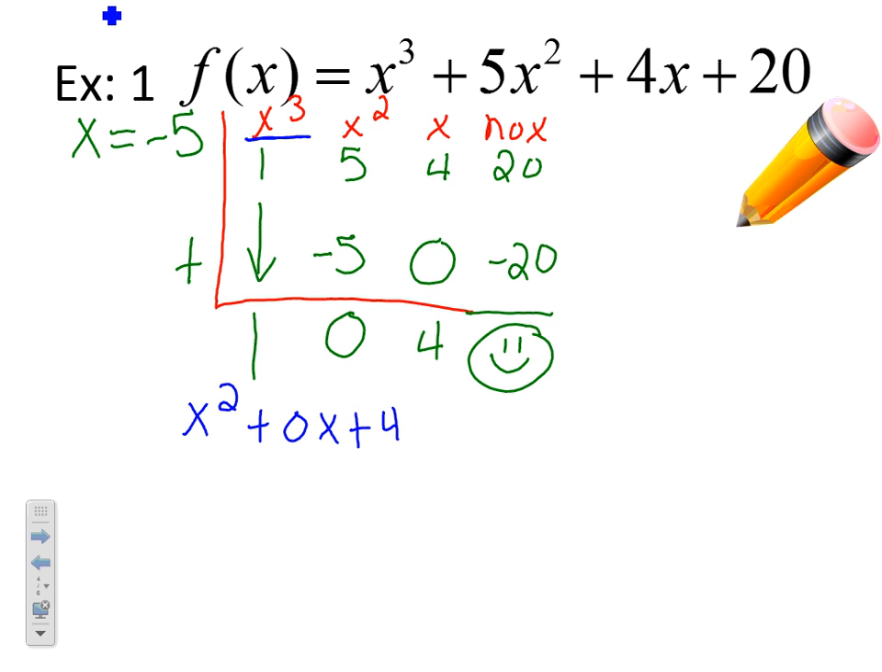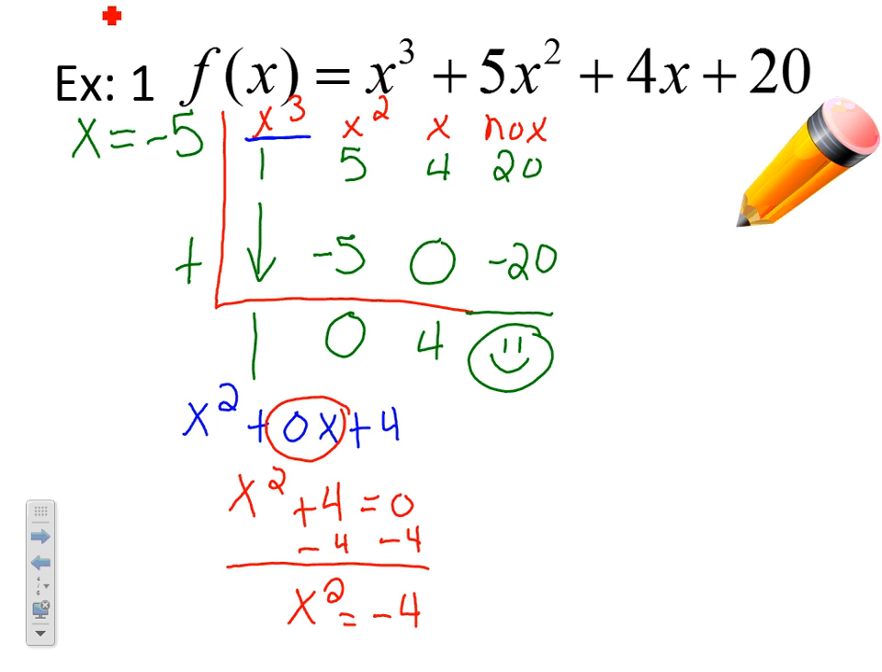Now we talked about this from our exit question a while ago. This can go away. So I have x squared plus 4. Now I can't factor this, but I can solve it. So if I solve it, I set it equal to 0. Subtract 4 on both sides. And I get x squared equals negative 4.